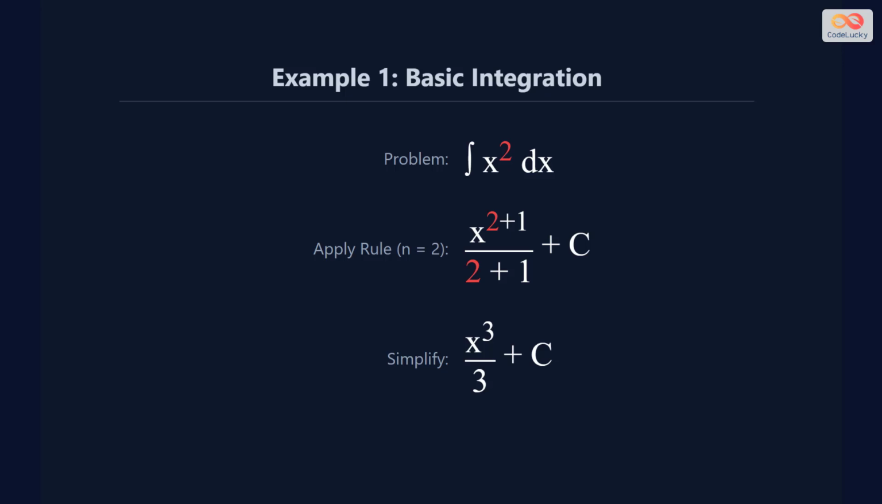Let's look at a simple example. We want to find the integral of x squared. Here, our exponent n is 2. Following the rule, we add 1 to 2, which gives us 3. We then divide by 3. So the answer is x cubed divided by 3 plus c.